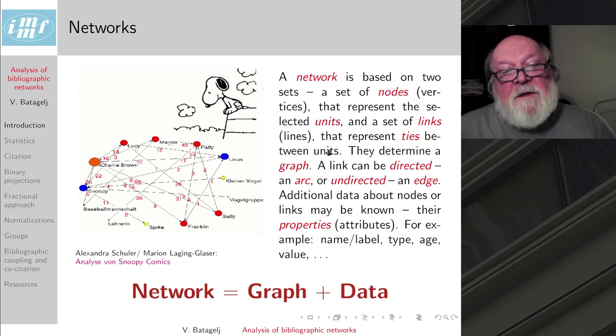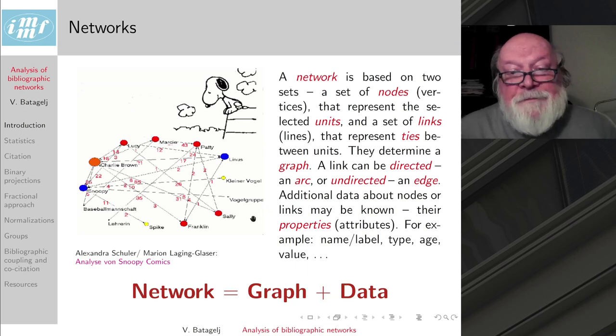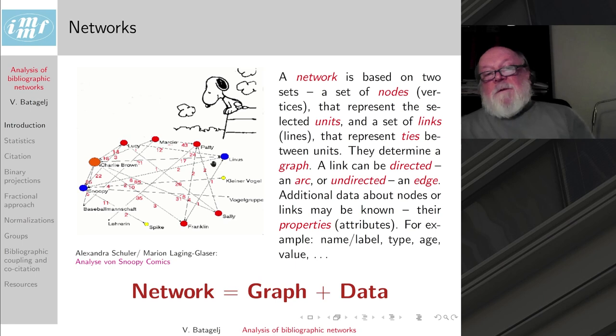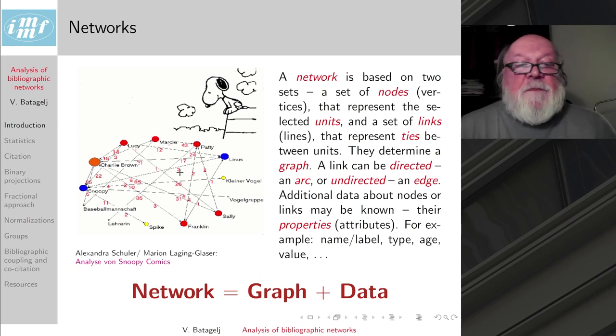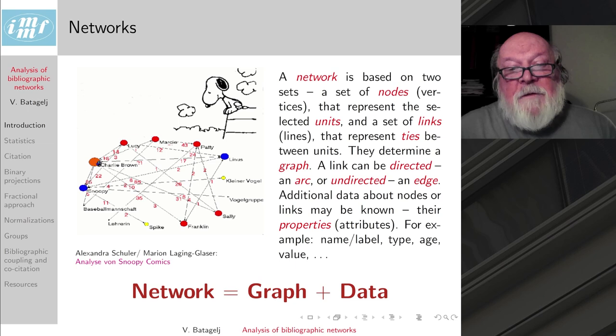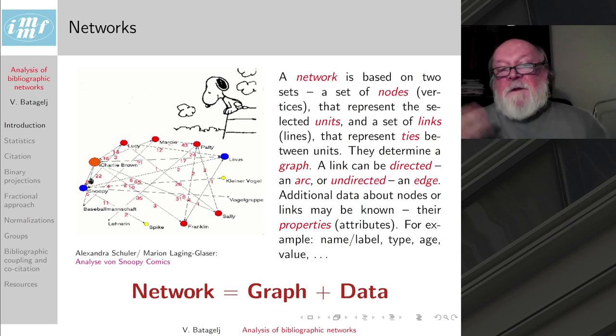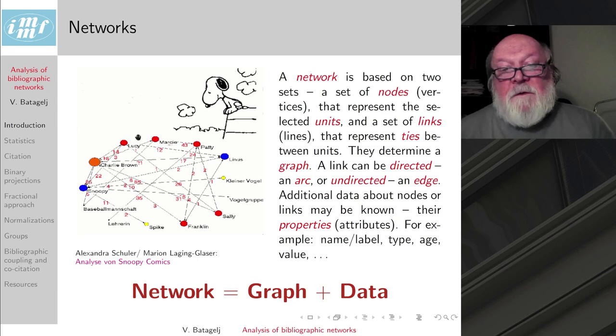So the basis of any network is a graph, and the graph determines the structure of a network. But usually in networks, we have also some additional data. For instance, on this picture, we have numbers on links, and these numbers in this case are telling us how many times two characters from the Snoopy cartoon co-appeared in the picture. And then here we also have different colors assigned to different characters. So this is another property. And then we also see that the sizes of circles are different. This is expressing some other property of these characters.